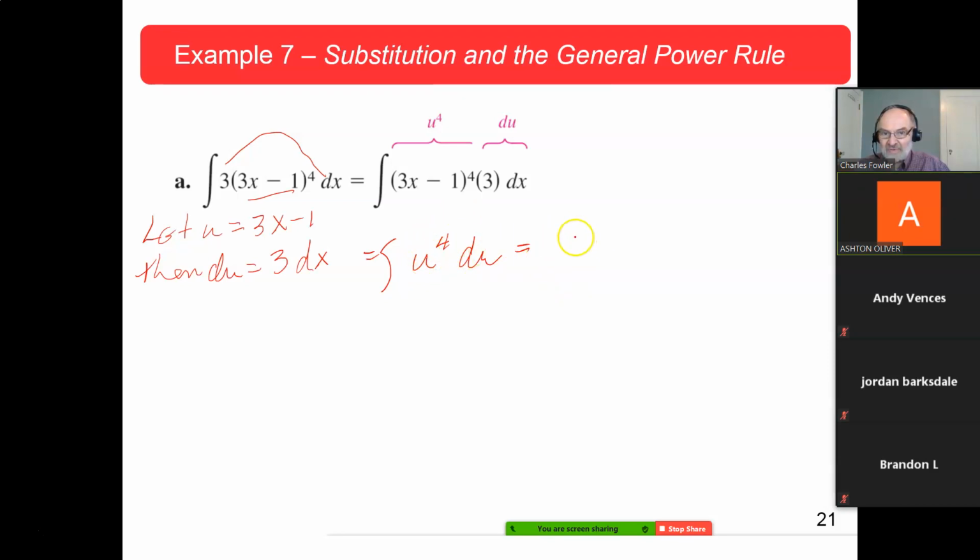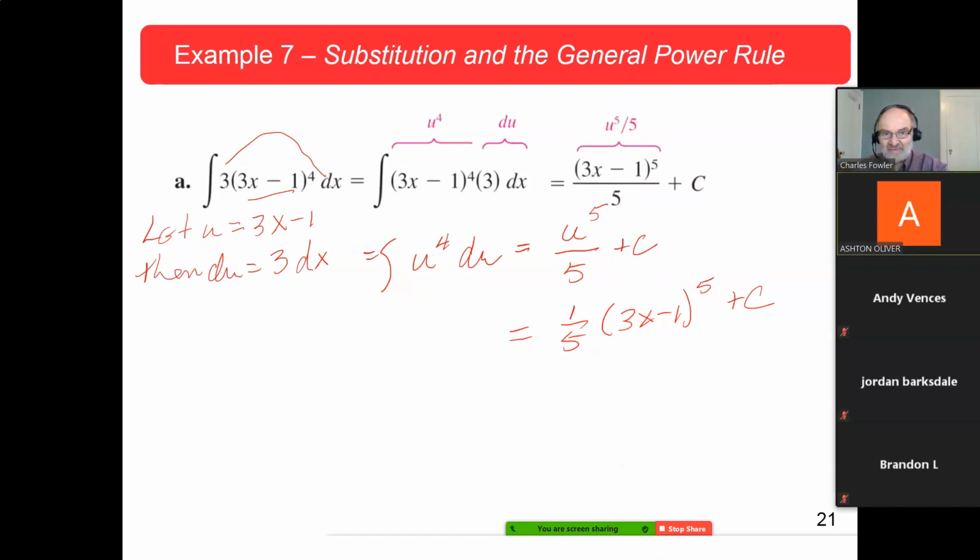Integral of u to the 4th du, u to the 5th over 5 plus c, of course. But let's go back and plug in what u is. I like to put the 1/5 in front, so I'm going to do that. The book may not do it this way. 1/5 times 3x minus 1 to the 5th plus c. That's it. Done. Okay? And that's what they're doing too.